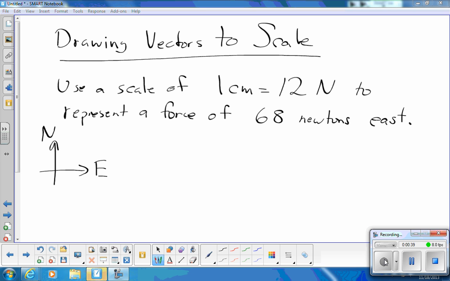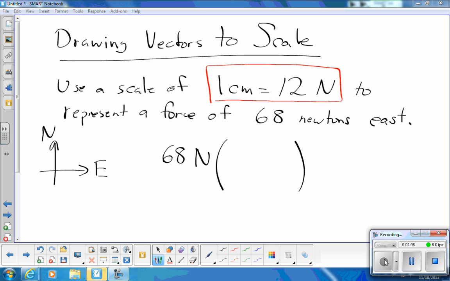The next thing is we need to know what length of our scaled vector we're going to draw. And so this step, I'm going to write down the 68 Newton force we want to represent. This is very much like converting units using the factor label method. I want to use this scale they've given me, 1 centimeter equals 12 newtons, to represent this force. And so basically I'm converting newtons into centimeters of scale for the diagram.